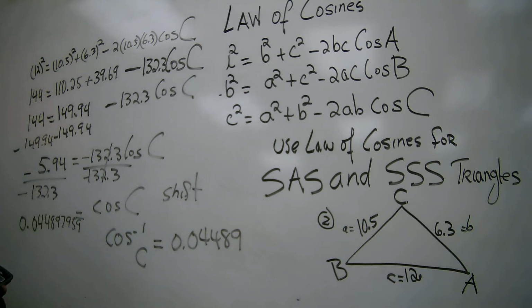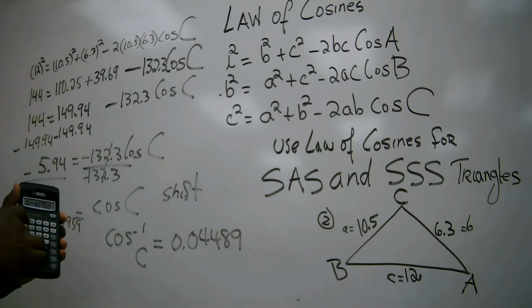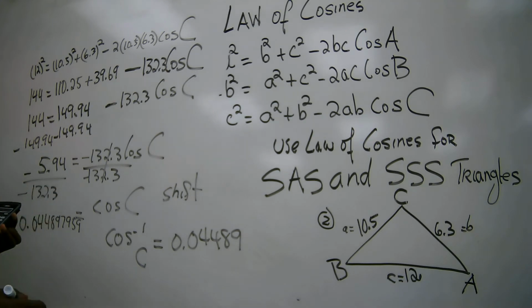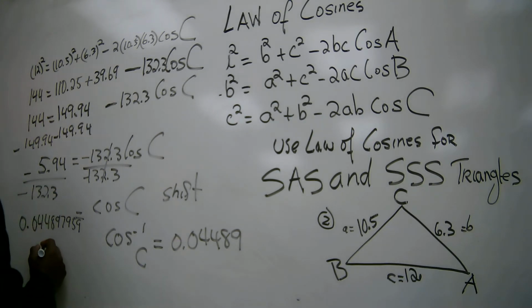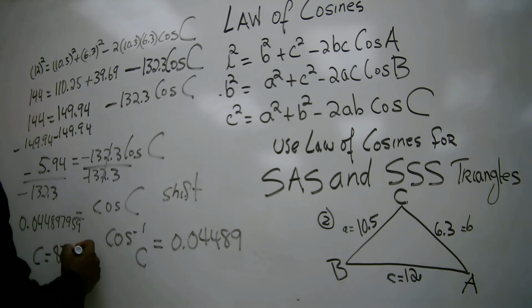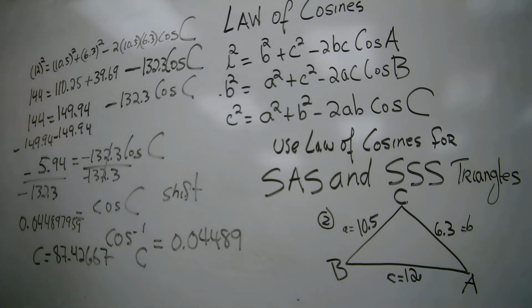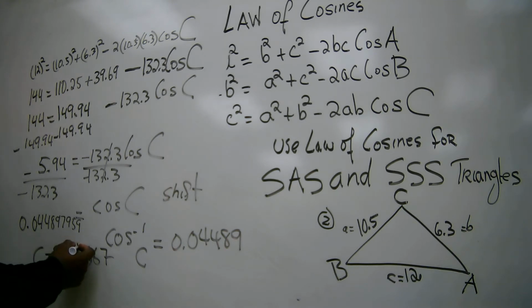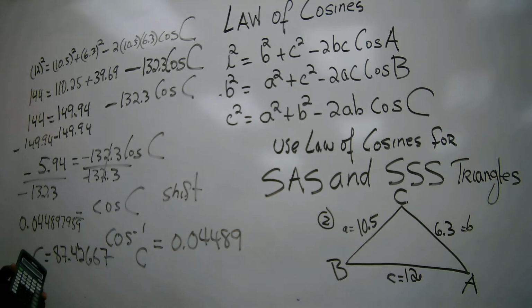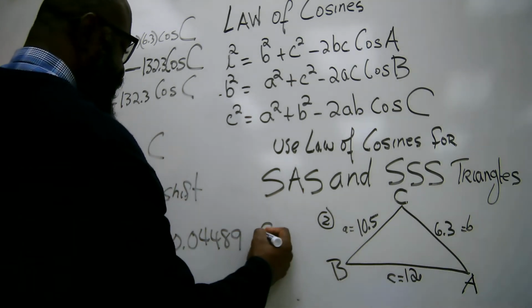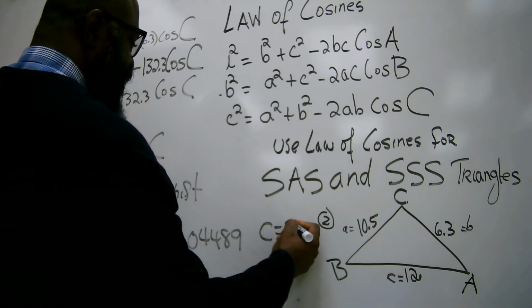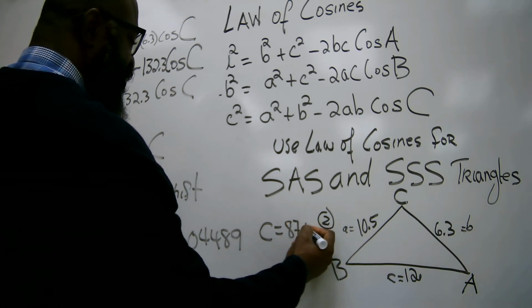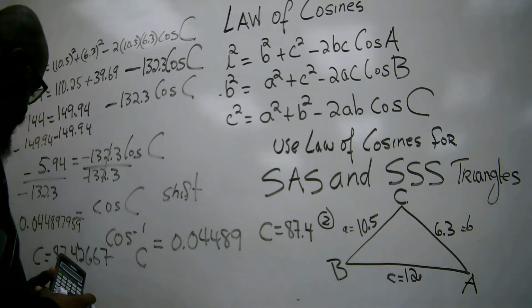As it's already in the calculator, I'm going to press shift cosine and it tells me that angle C is 87.42667. Now I'm going to round it to the nearest tenth. So angle C is 87.4 degrees. So that is one part.